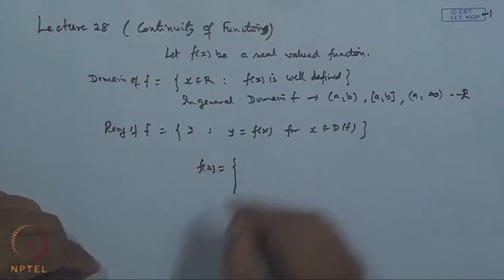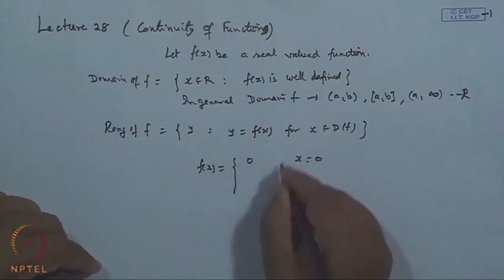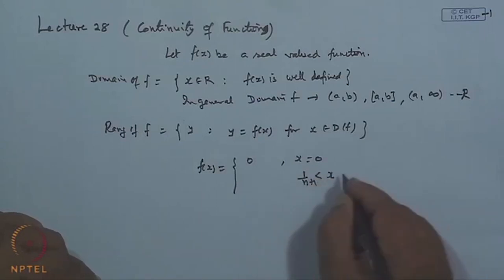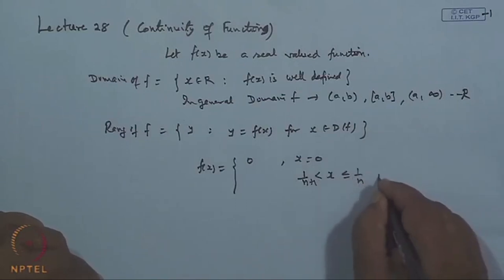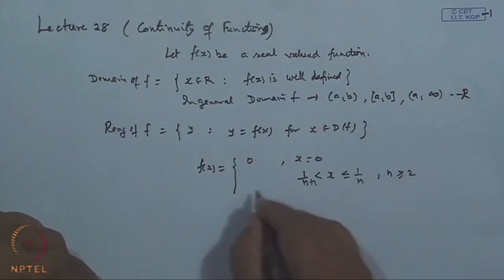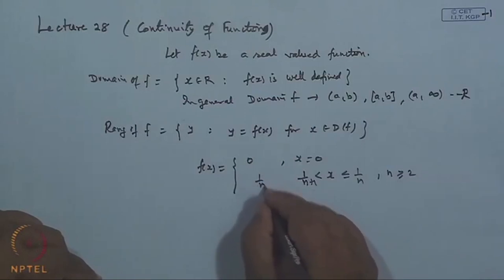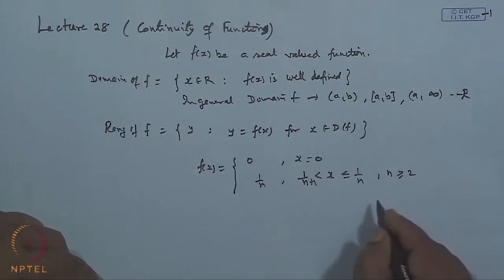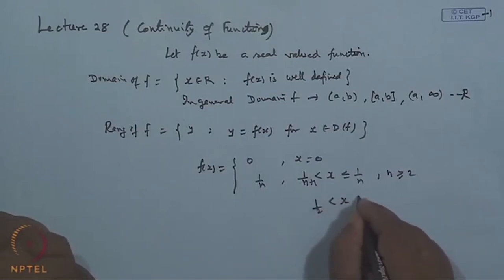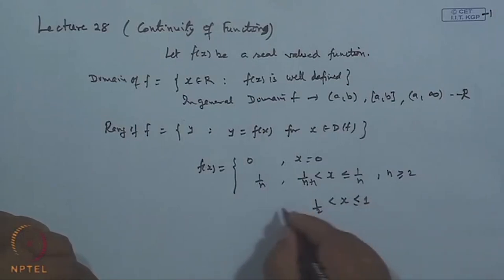For example, say f(x) is 0 when x is 0, and f(x) is defined as 1 by n when x lies between 1 by (n+1), less than x, less than or equal to 1 by n, where n is an integer greater than or equal to 2. So, in the interval 1 half less than x less than or equal to 1, the function is defined as, suppose, 1.